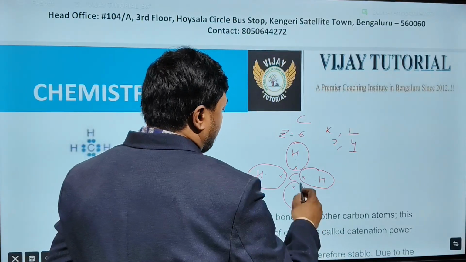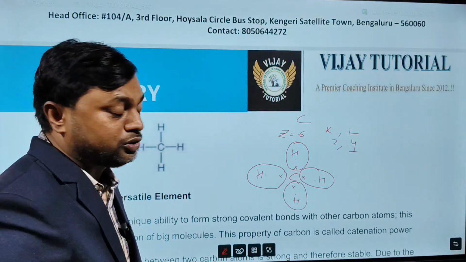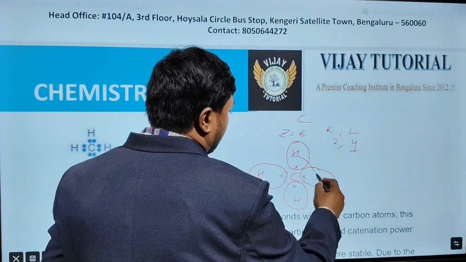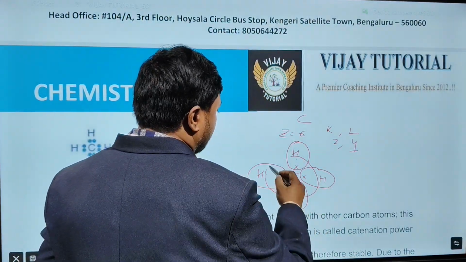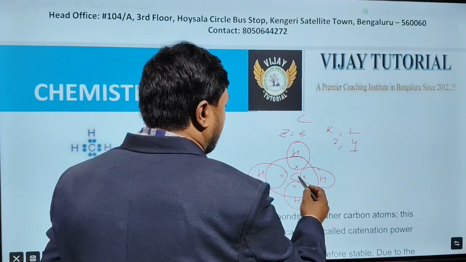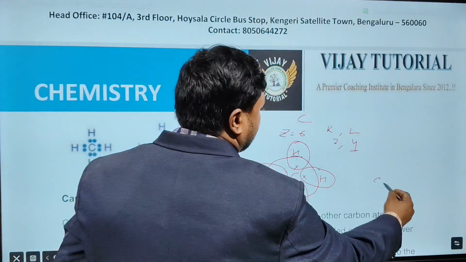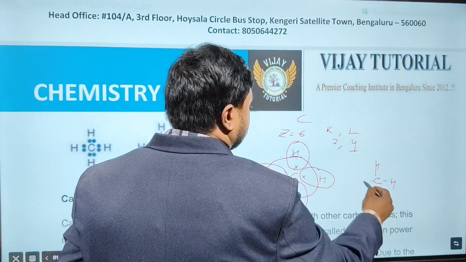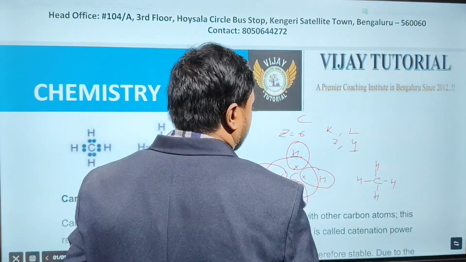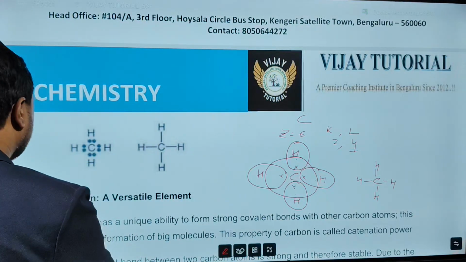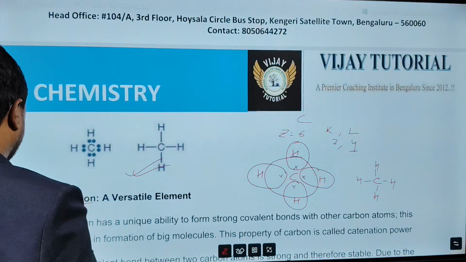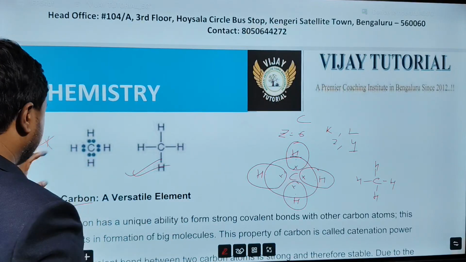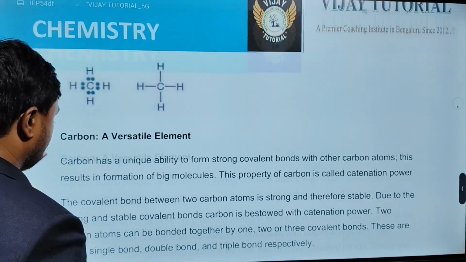Hydrogen, to become stable, will take 1 electron by duplet rule. Carbon has 4 electrons, so it will take another 4 electrons and become stable. So it will take 1 from here, 1 from here, 1 from here, 1 from here. Between each carbon and hydrogen, one pair of electrons is shared. That is a single bond. Again a single bond here, and here, and here. So that is methane. You can show the bond structure, and this is the sharing zone.